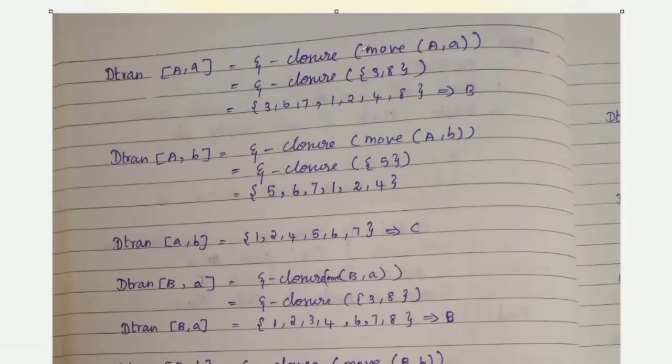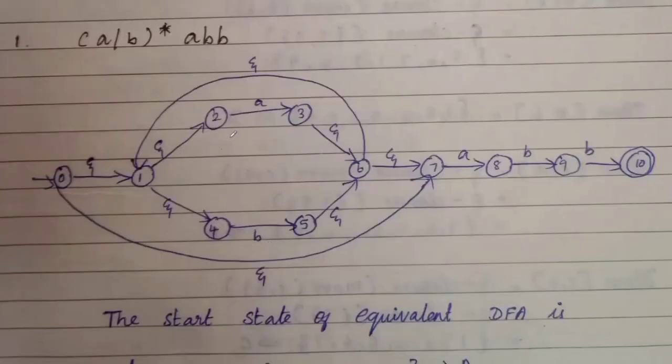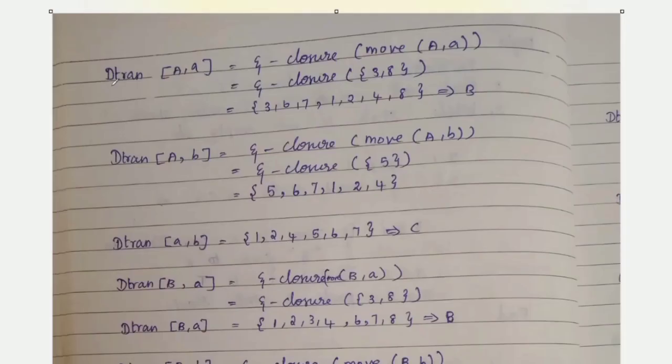Now we start building the DFA using subset construction. Each DFA state represents a set of NFA states. We begin with state A, that is {0, 1, 2, 4, 7}. For each input symbol a and b, we compute the DFA transition of A on input symbol a, equal to epsilon closure of move(A, a). Here move gives all the NFA states reachable from A on small a. Then we apply epsilon closure to the result to find the new DFA state.